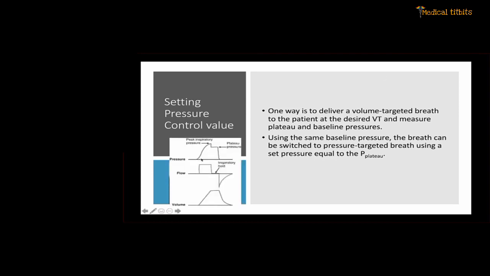Again, to remind you, in a volume targeted breath, you can get a peak pressure. The highest pressure attained is peak pressure. Then you give an inspiratory hold. It comes to an equilibrium. That is the plateau pressure. So you target this as the pressure control value for your initial settings.